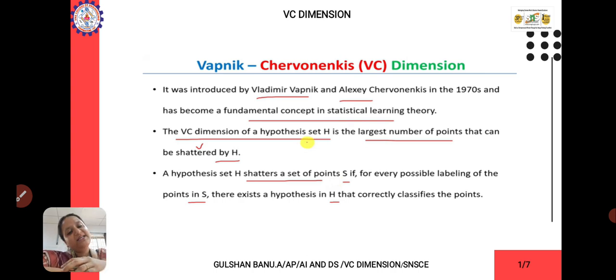This VC dimension has a mathematical representation called a hypothesis set, H. It is the largest number of points that can be shattered. Those shattered sets of points will be represented by the letter S. In this hypothesis you will have different kinds of points associated with it, and they will be shattered and represented as S.